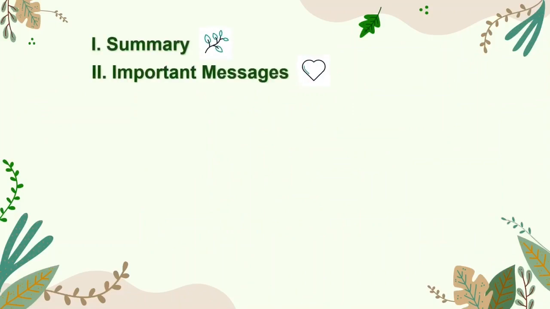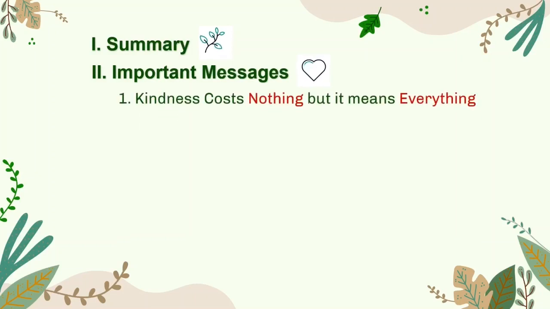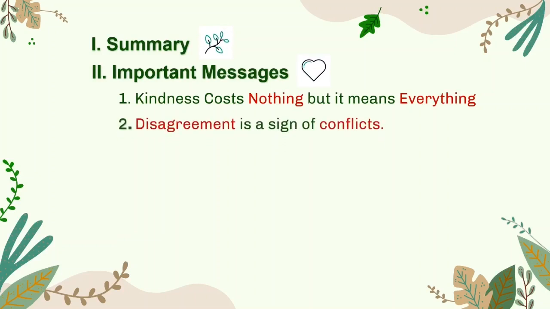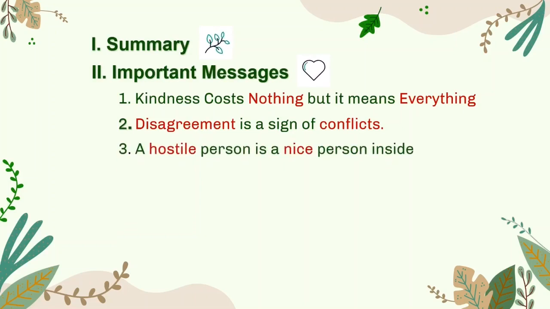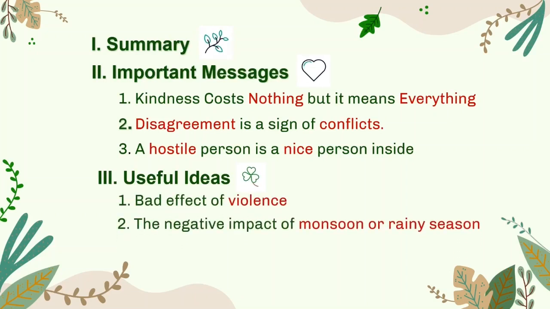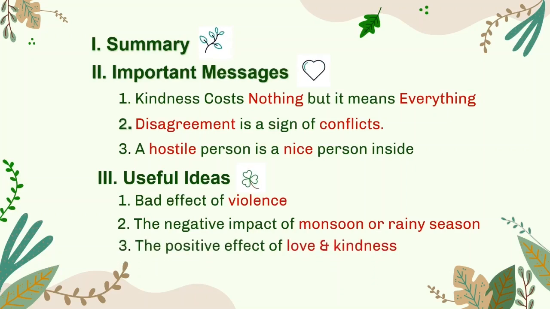In conclusion, our team has covered the Chapter 10 summary and the 3 important messages that are based on psychoanalytic theories: kindness costs nothing but it means everything, disagreement is a sign of conflict, and a hostile person is a nice person inside. Besides that, we also discussed 3 useful ideas that reflect our daily life, including the bad effects of violence, the negative impacts of monsoons or rainy seasons, and the positive effects of love and kindness.